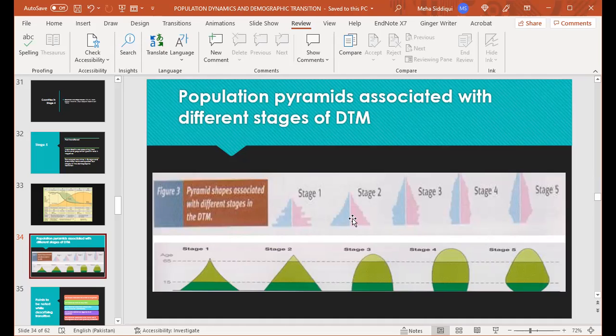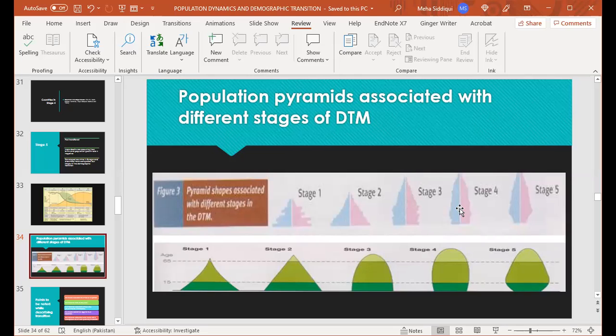Then comes stage 2. In this, the sides are less concave as death rates drop, with a few more elderly people in the population, as we can see here, and the base is a little narrower than stage 1. And the pyramid of stage 3 shows a narrow base because of decreased birth rate, and straighter sides, or the sides of the pyramid are now straighter, and health improvement, as we have already discussed, allows more people to live in old age.